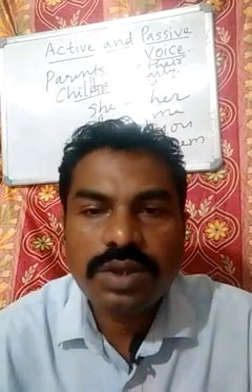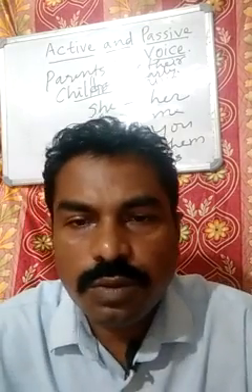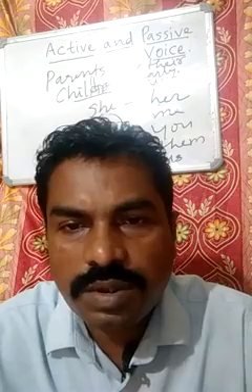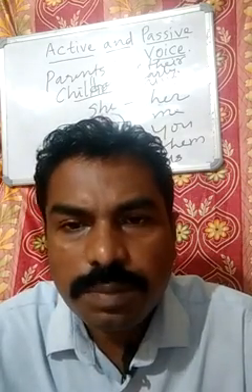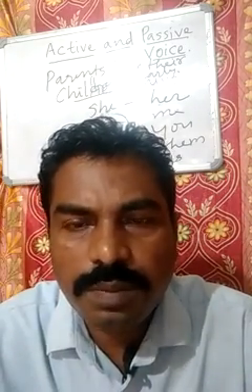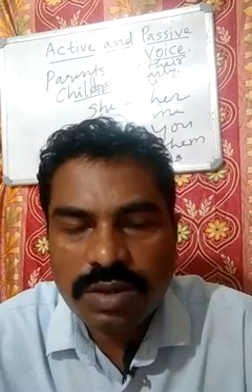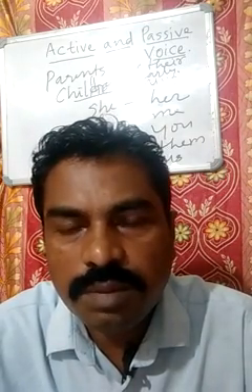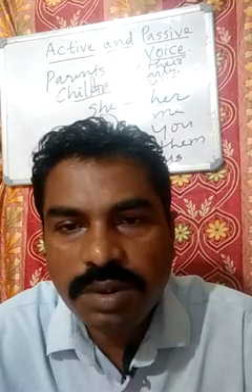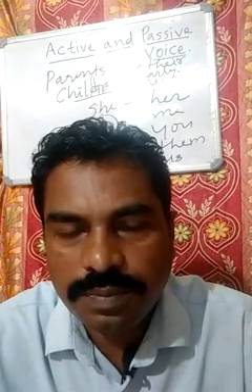Next comes the past continuous form. The rule is subject plus was or were plus being plus verb 3 plus by plus object. So was or were according to the subject, plus being, B-E-I-N-G, plus verb 3 plus by plus object.